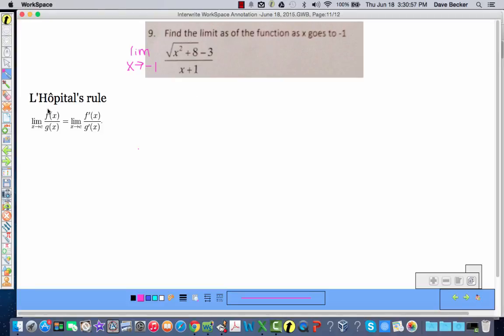Okay, so what L'Hopital's rule says is that the limit as x approaches some constant, and in our case the constant is -1, of a function divided by another function. So in our problem, this is our f of x, and this is our g of x right here, is equivalent to the limit as x approaches the same constant of the derivatives of those two functions. You just take the derivative of each, and then you can do direct substitution, and that's going to work out swimmingly for us.